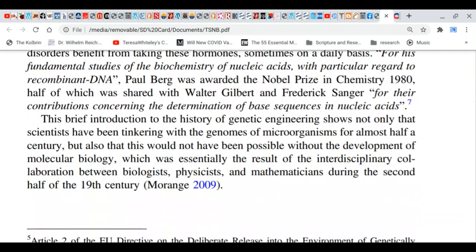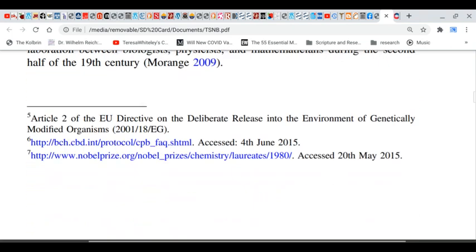This brief introduction to the history of genetic engineering shows not only that scientists have been tinkering with the genomes of microorganisms for almost half a century, but also that this would not have been possible without the development of molecular biology, which was essentially the result of an interdisciplinary collaboration between biologists, physicists, and mathematicians during the second half of the 19th century.